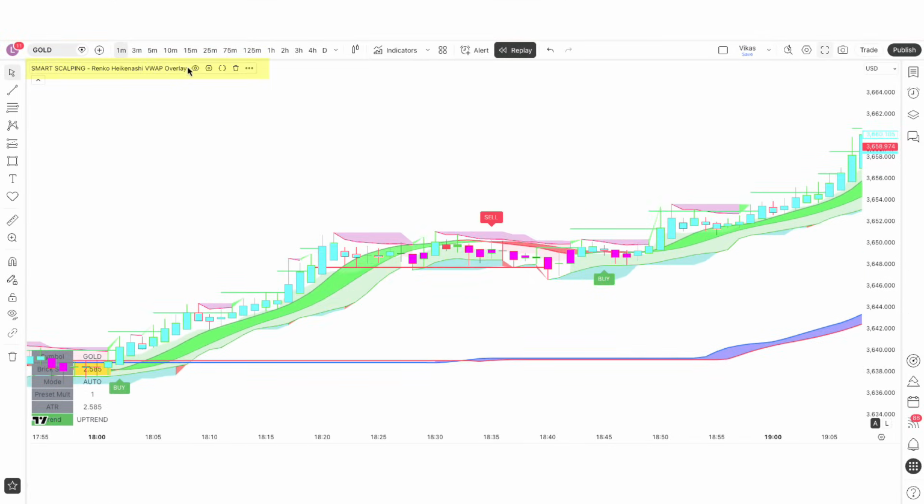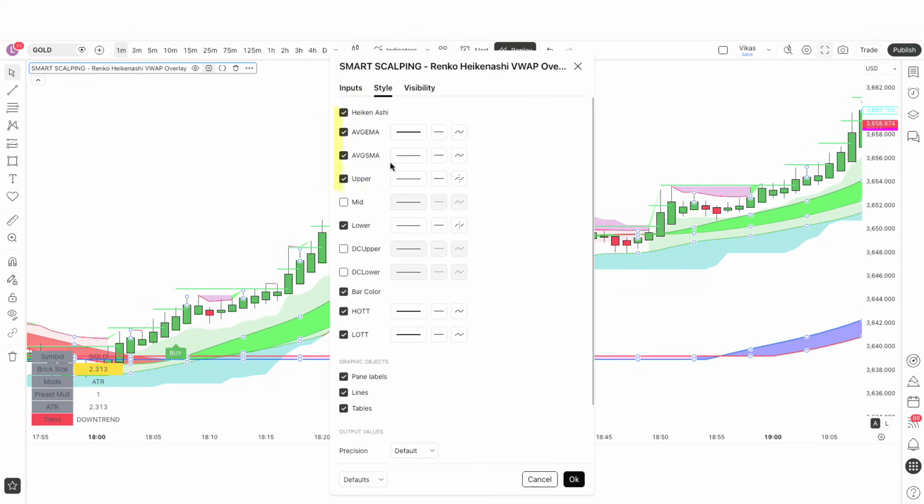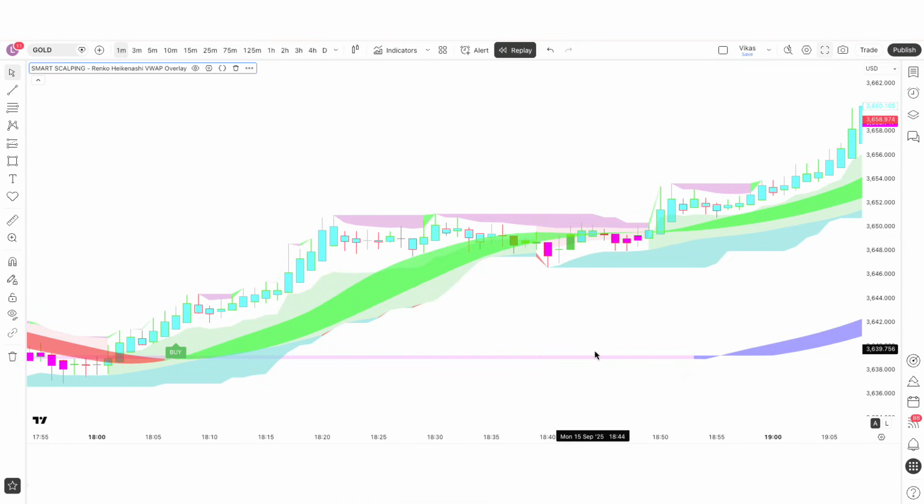Now the indicator settings change for perfect signals. First, change Brick Size Mode from Auto to ATR. After that, change the ATR length from 14 to 30, and keep these options hidden. Here, everything is fine after that. Click OK. Now we'll add one more indicator to make this strategy more powerful.